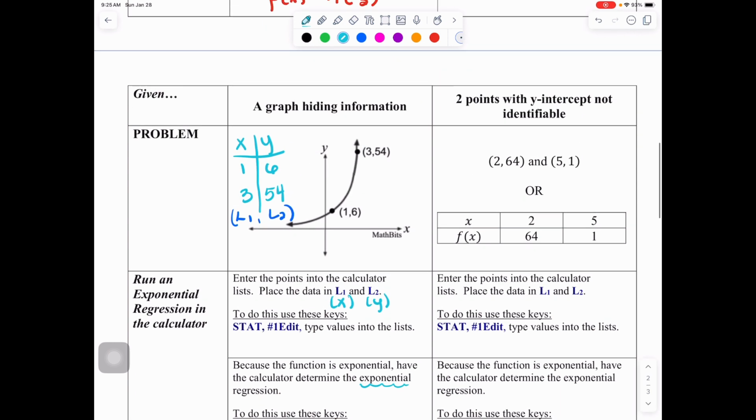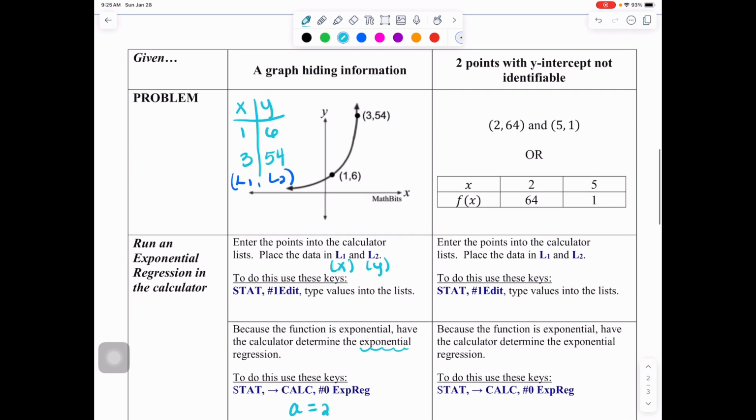So we're going to look at the right-hand side. It says 2 points with y-intercept not identifiable. So this is extremely similar to the graph. I've got 2 coordinates still, or 2 coordinates from the table, but neither one of them is the y-intercept. So what I'd like you to do is try the second one on your own, following the same procedure that we just did for the graph where information was hiding.